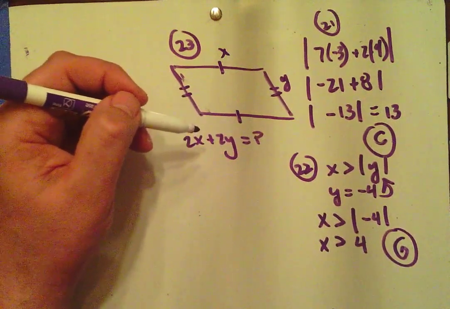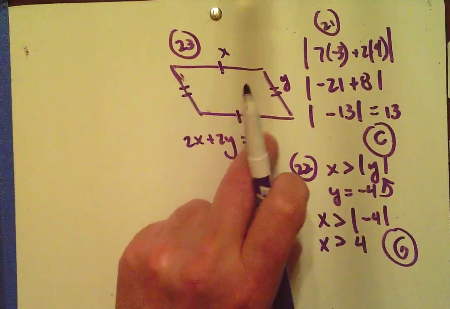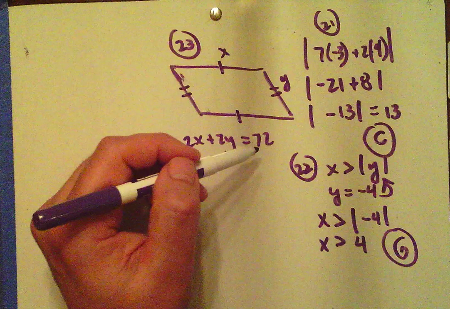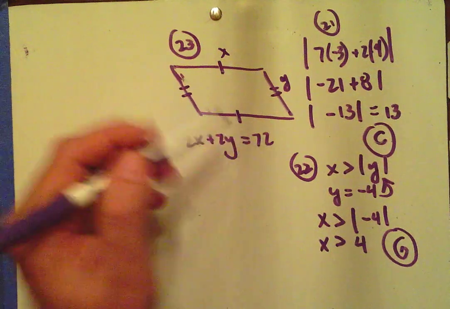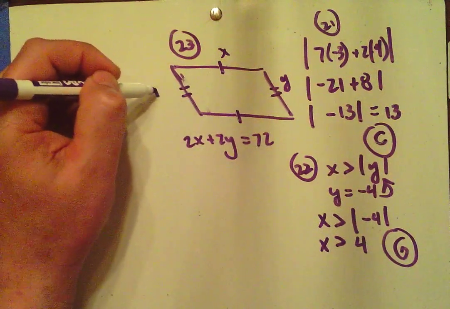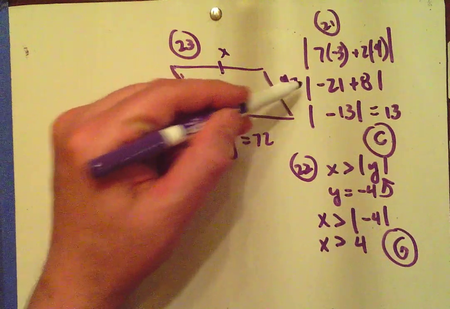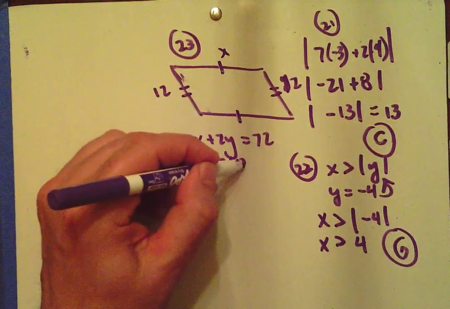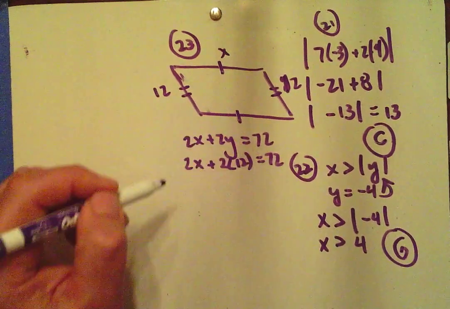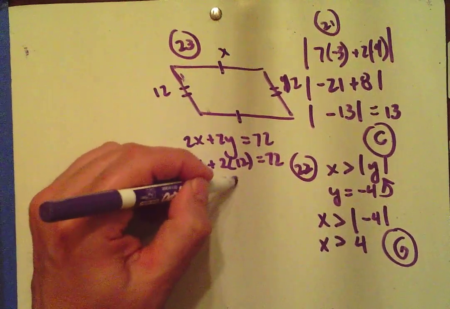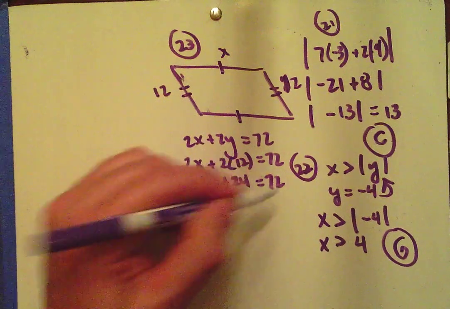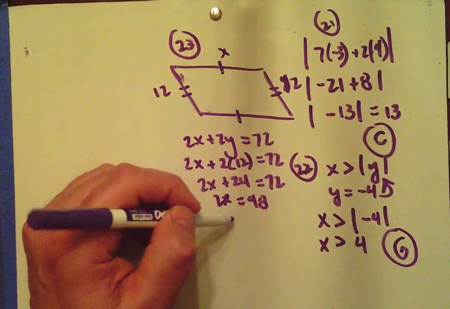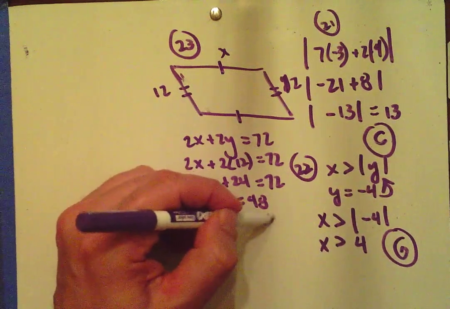But wait, as I read further, not only does it say that the perimeter is 72, but it says that one of the sides measures 12 inches. Well, if this is 12, then this is 12, and so I get 2x plus 2 times 12 equals 72. 2x plus 24 equals 72. 2x equals 48, and so x equals 24.